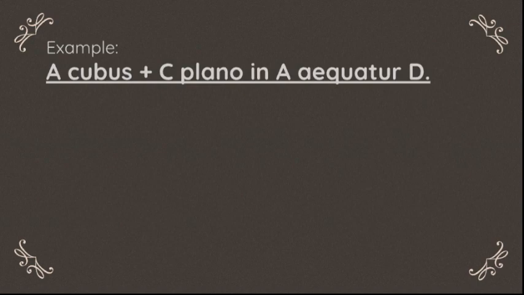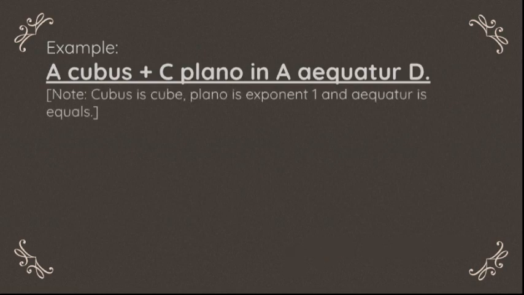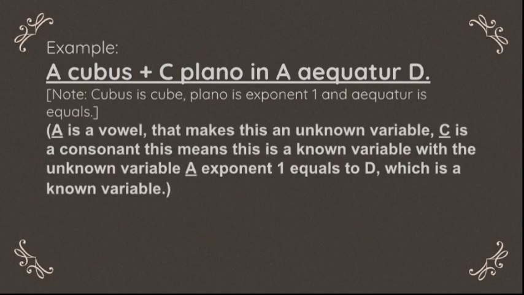However, he still wrote the word "in" for multiplication and "equator" instead of the equal sign. Note that cubus is cube, plano is exponent 1, and equator is equals. A is a vowel that makes this an unknown variable. C is a consonant. This means this is a known variable. With the unknown variable A, exponent 1 equals D, which is a known variable.